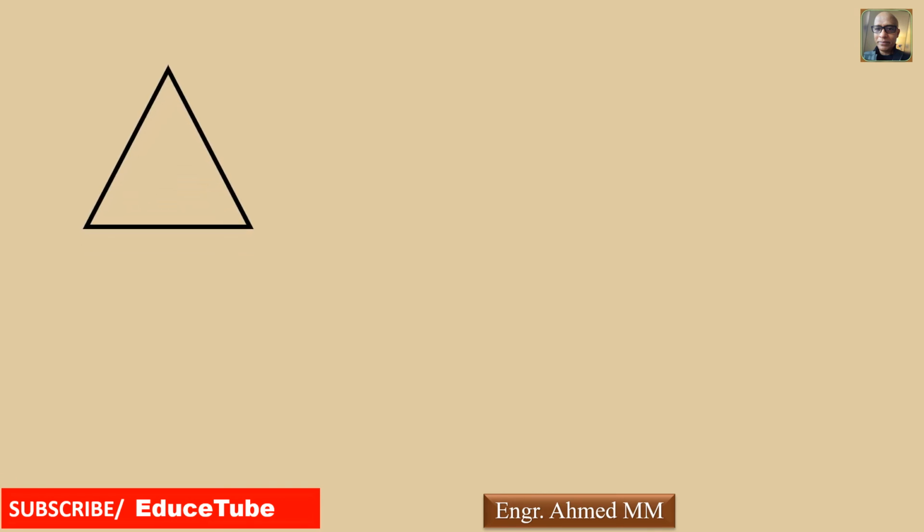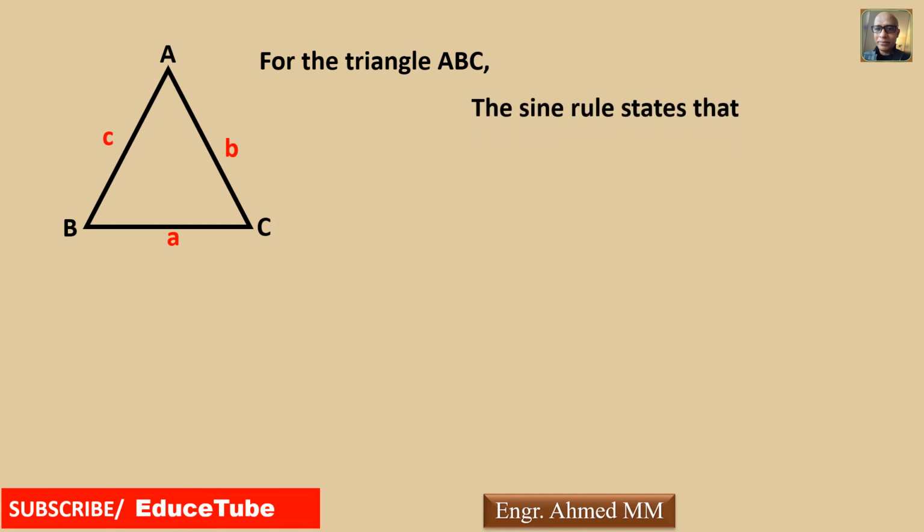This is a triangle. It is not a right angle triangle. So the vertices are A, B, C and the sides are also lowercase a, b, c. Now for triangle ABC, how does the sine rule state? Very easy equations: a by sine A equals b by sine B equals c by sine C. This is the sine rule, to solve a triangle which is not a right angle triangle.